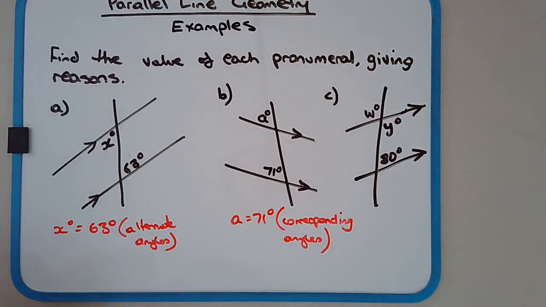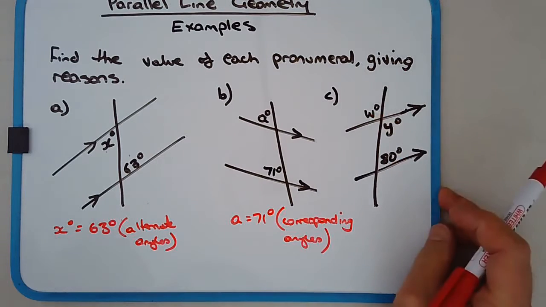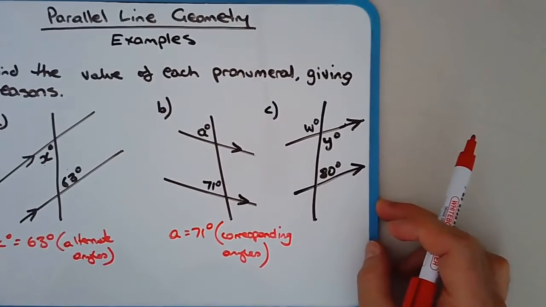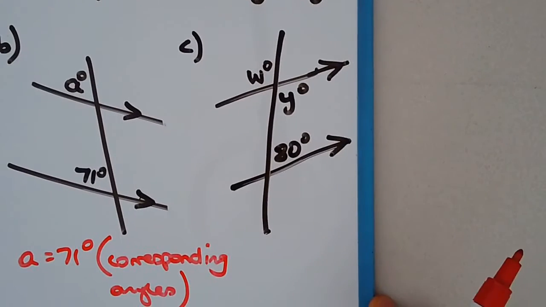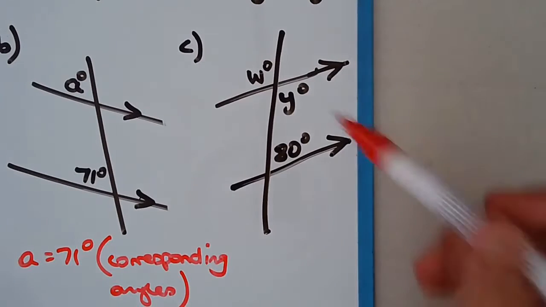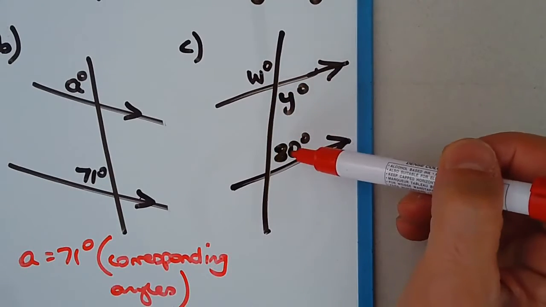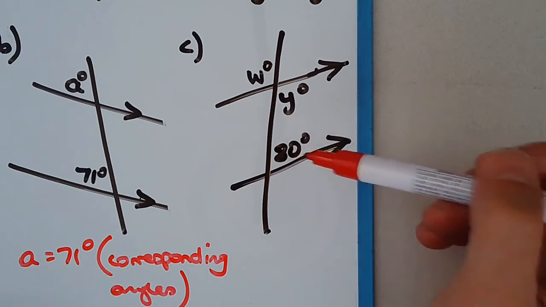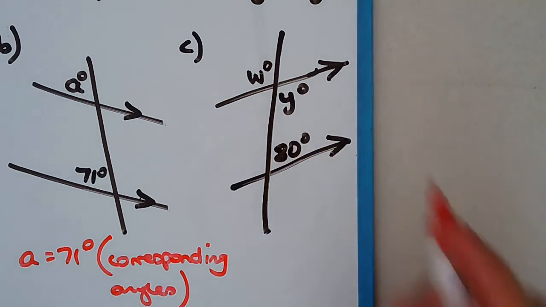Last one. We've got two pronumerals there. We have 80 degrees, we've got a y degrees, and we have a w there. So I might just move this over a little bit. Zoom that in a little bit there. What do you think we should do first? We can probably identify that the y and the 80 degrees are co-interior. So what do you know about co-interior angles?